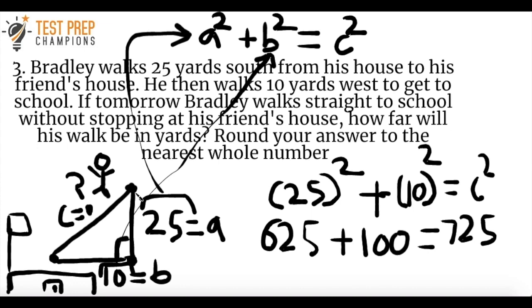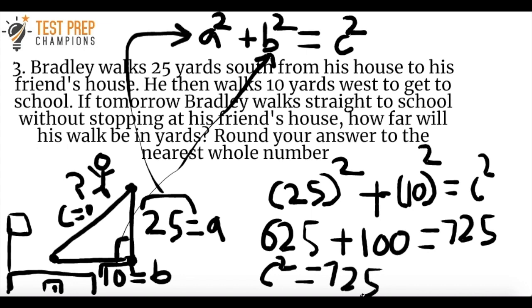All right, so if it's a 35-yard walk, if he goes from his house to his friend's house, then west, rather than going directly to the school, would it make any sense that going from his house into the school is going to be 725 yards? No, that wouldn't make any sense, all right? And the reason is because the 725 is equal to c squared. So 725 is equal to c squared, but we don't want c squared, we just want c. So we've got c squared is equal to 725 here.